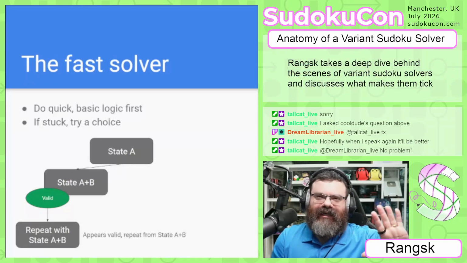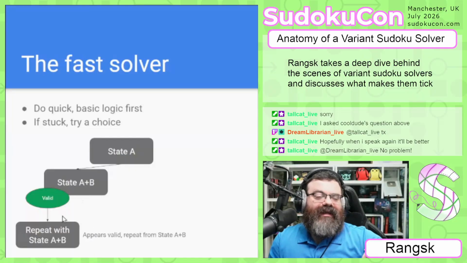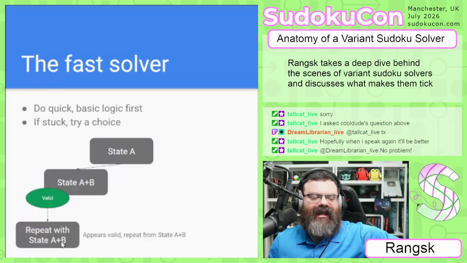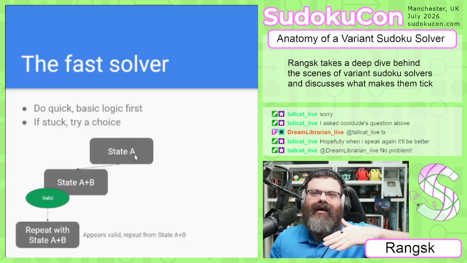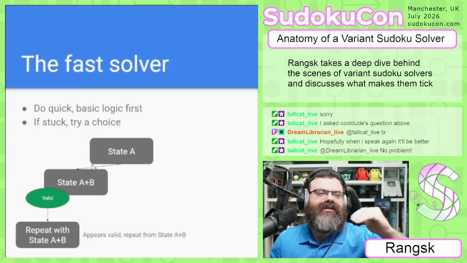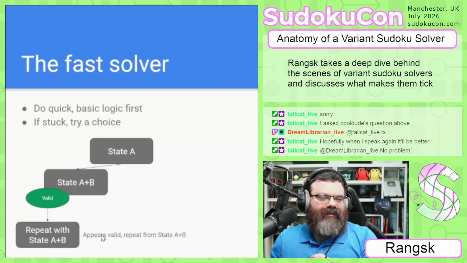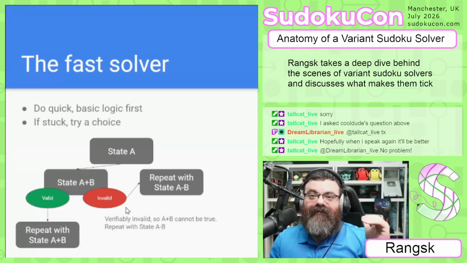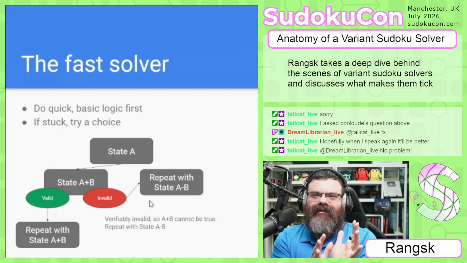And if it finds, hey, as far as I can tell, the grid is still valid, then it's going to repeat that process. Basically, state A plus B becomes state A. And assuming it's not solved, it's going to try another guess on that. But we're building up a stack here. We're still remembering A plus B, and we're still remembering A. So what if it appears invalid? If we go, what we did here didn't actually work. It created an invalid grid.